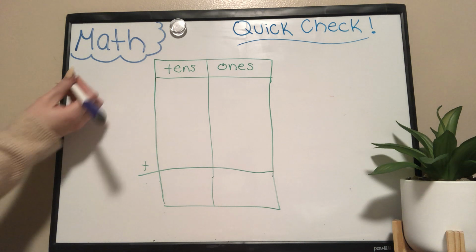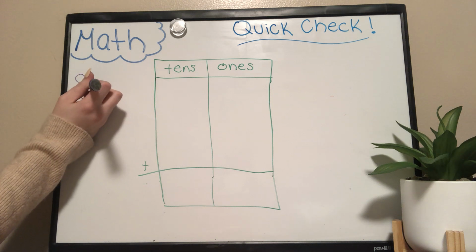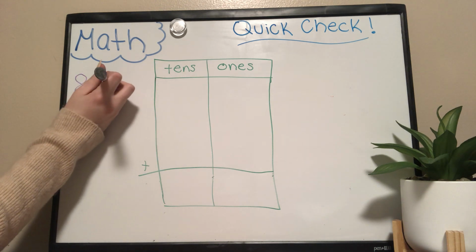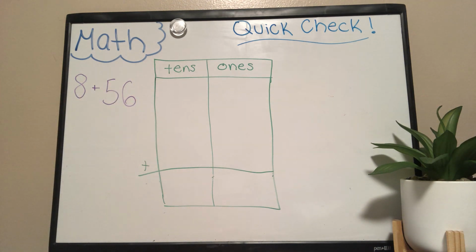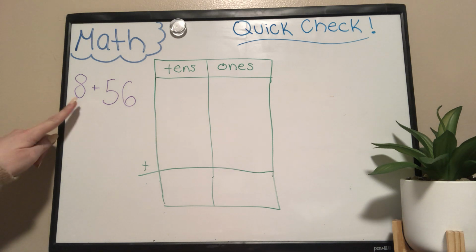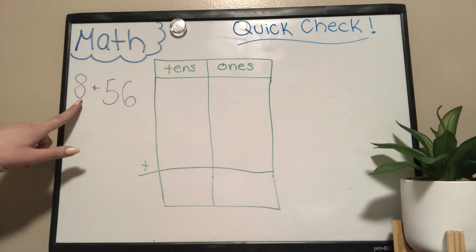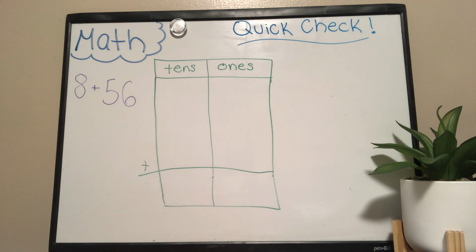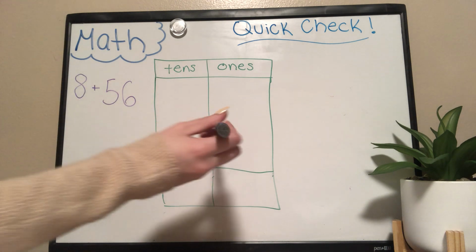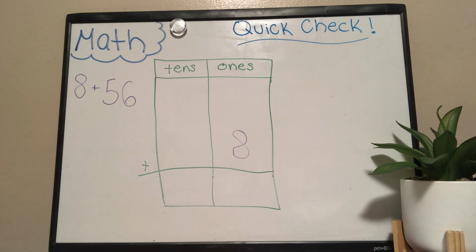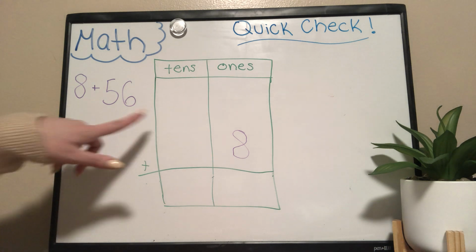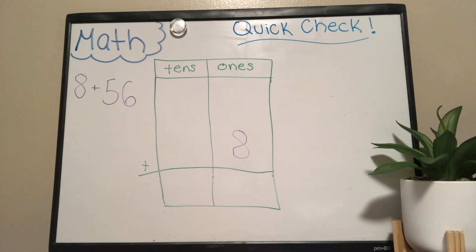All right, so our first problem is going to be 8 plus 56. 8 plus 56. Tell me or point on your screen, where is this 8 going to go? Is it going to go into the tens column or in the ones column? The 8. Nice. It's going to go into the ones column. Cool beans. We know it's not going to go into the tens because that would mean that number is 80. That number is 8, not 80.